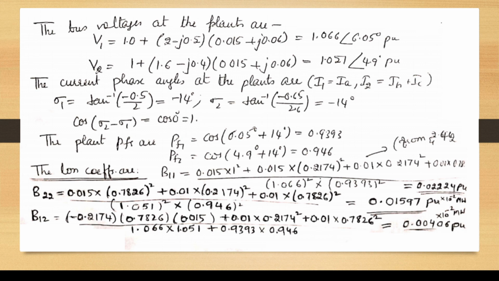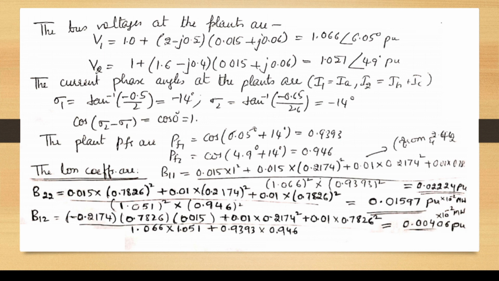Now we will calculate the power factors of plants 1 and 2. For plant 1, power factor is cos of (6.05 plus 14), that is 0.9393, and power factor for plant 2 is cos of (4.9 plus 14), that is 0.946.